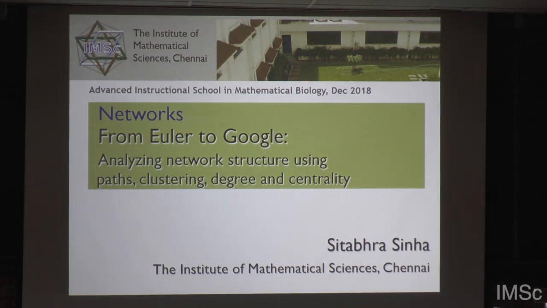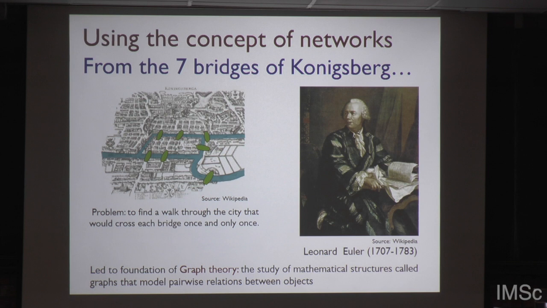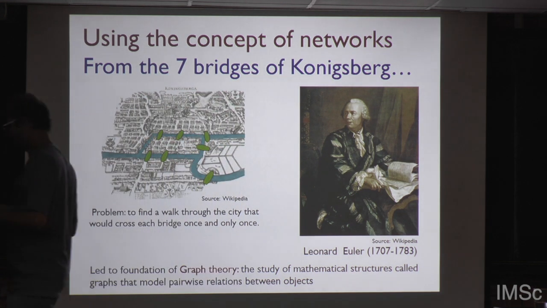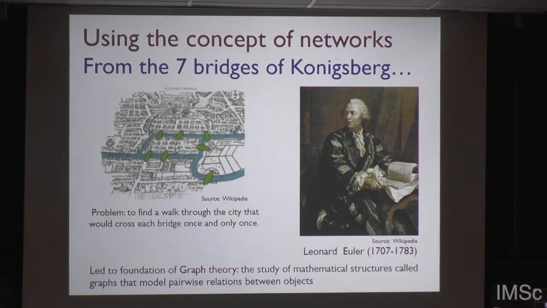Although networks appear to be a rather new subject, its roots go back an extremely long time. In fact, we trace it all the way to Leonhard Euler, who lived in the 18th century, and network science is said to have been born from Euler's attempt to solve this particular problem called the bridges of Königsberg.